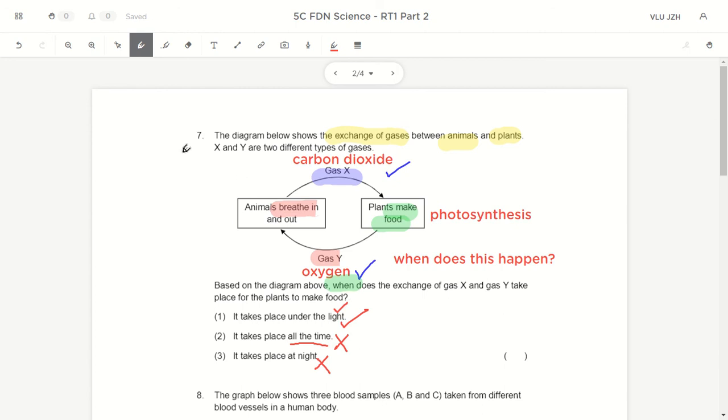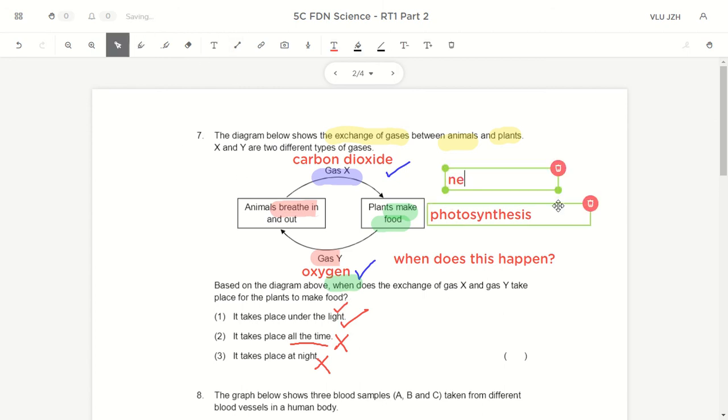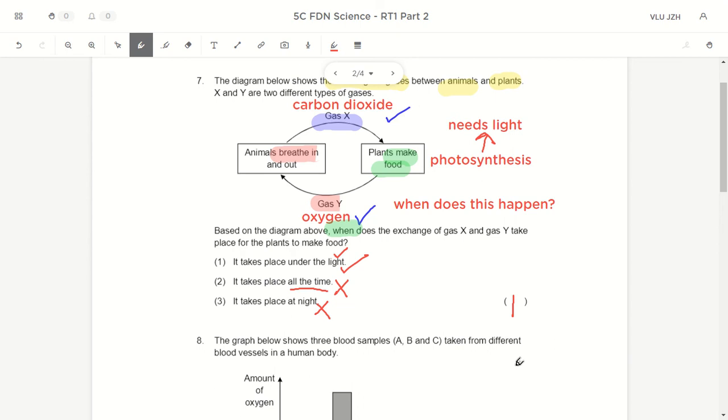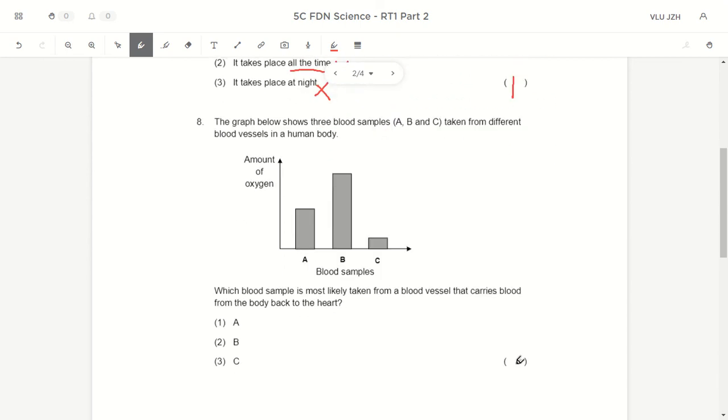So maybe I'll just add that part in. Requires light. Needs light. Right. So for this cycle to happen, photosynthesis must take place. So light is needed. So it takes place under the light. So the answer is 1. Alright, so this is for question 7. Now we go on to question 8.